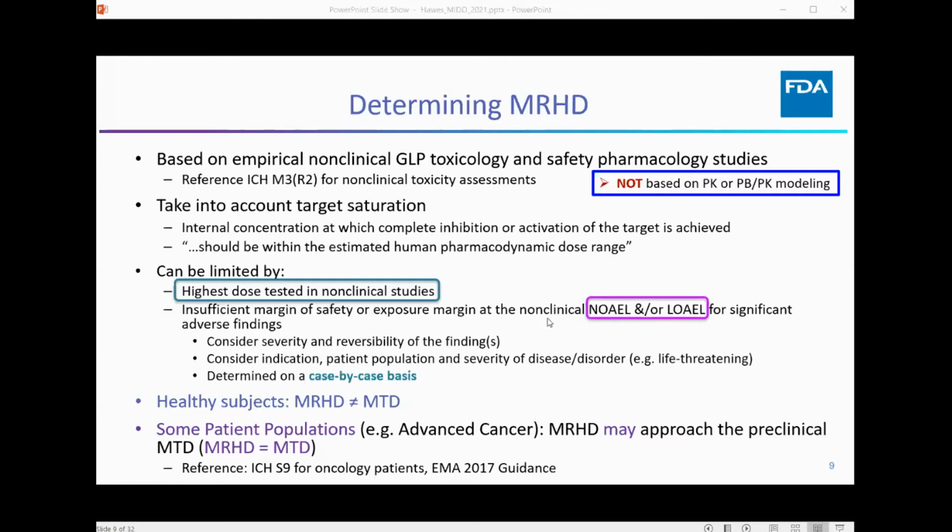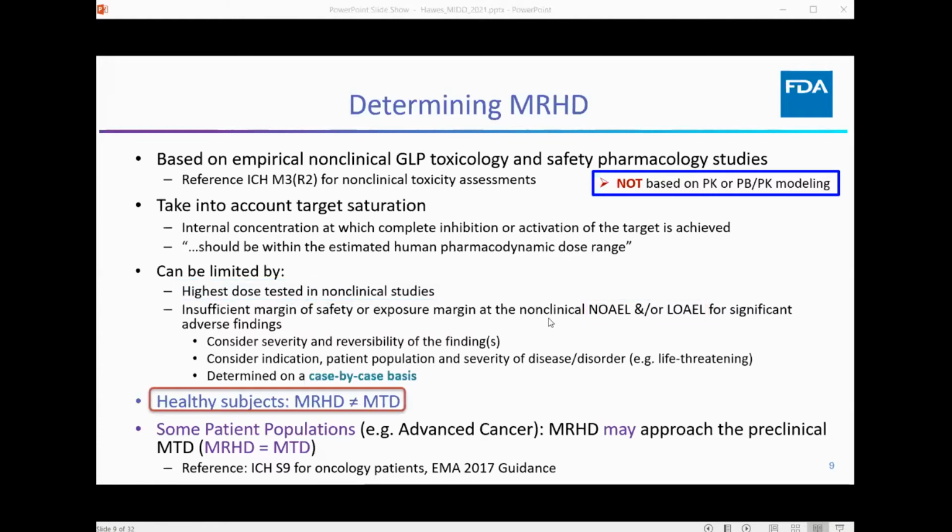The MRHD can also be limited by an insufficient margin of safety or exposure margin at the non-clinical NOAEL and/or LOAEL for significant adverse findings. The basis for determining an acceptable MRHD in the presence of significant adverse concerns usually takes into consideration the severity and reversibility of the findings, as well as the indication, patient population, and severity of disease or disorder being treated, and is determined on a case-by-case basis.